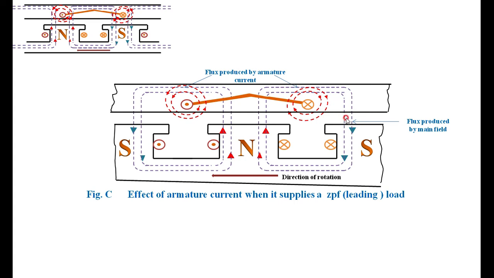Means in the case of the pure capacitive load, the armature flux is aiding to the main flux. In the case of the leading power factor, the armature flux is aiding to the main flux, therefore the total strength of the magnetic field is increasing. Therefore, effect is strengthening of the magnetic flux. And in the case of lagging, it is a weakening of the magnetic flux. But in the case of the resistive load, it is the cross magnetizing effect.